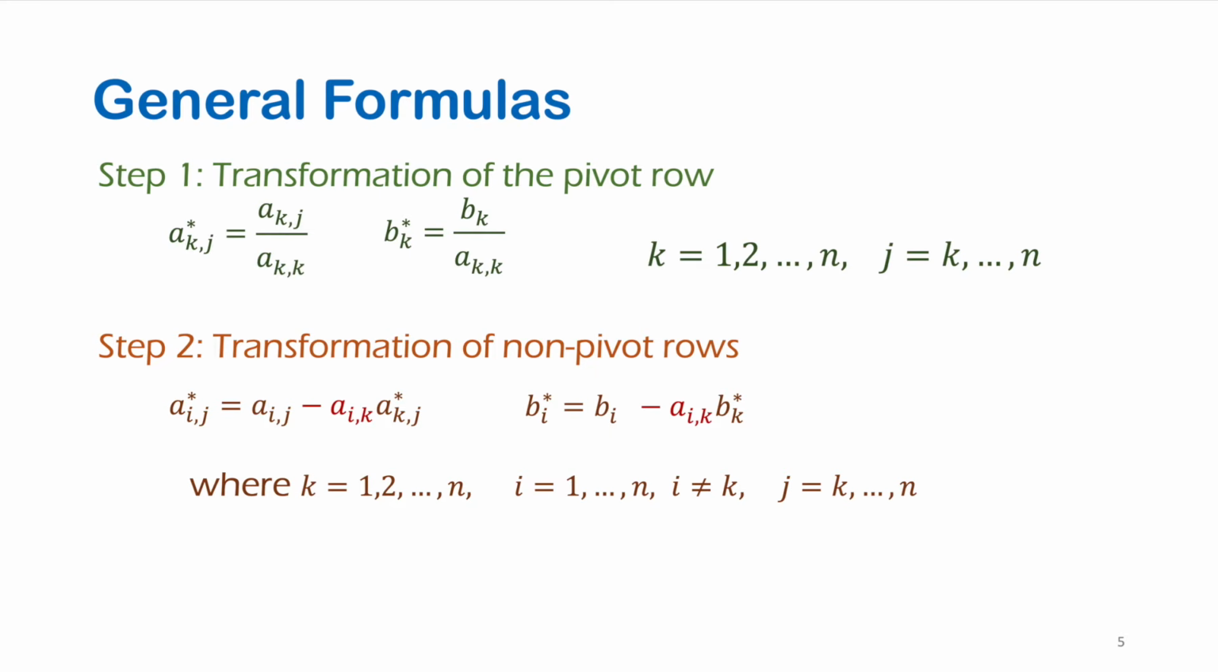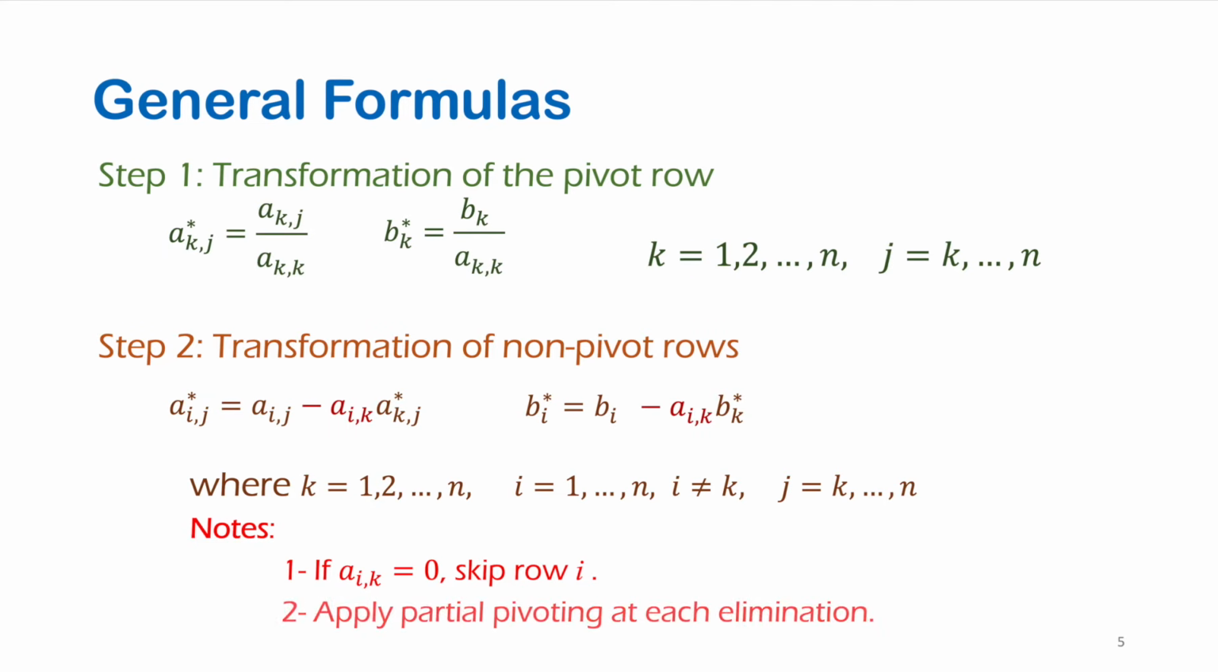We should take into consideration that during the loop, i should never equal k, because the pivot row, which is referred to here by the index k, is already transformed in step 1. Now, we have two important notes at this point. If an element in the pivot column is 0, the elimination of its entire row should be skipped. Because of the division by the pivot element at each transformation, the pivot element should never be equal to 0. So the partial pivoting process should be applied each time.